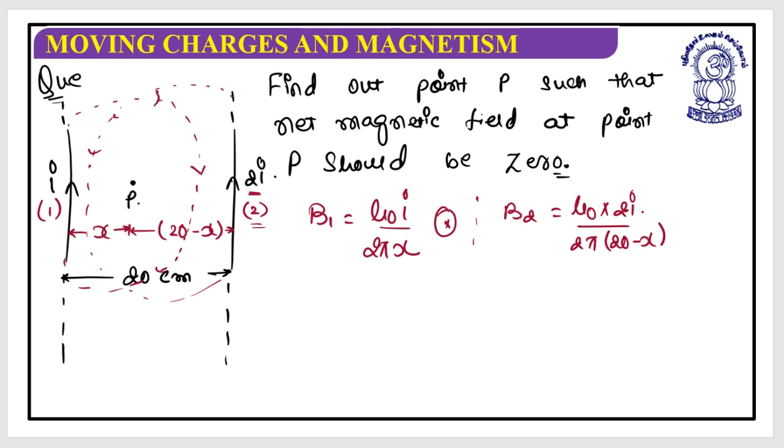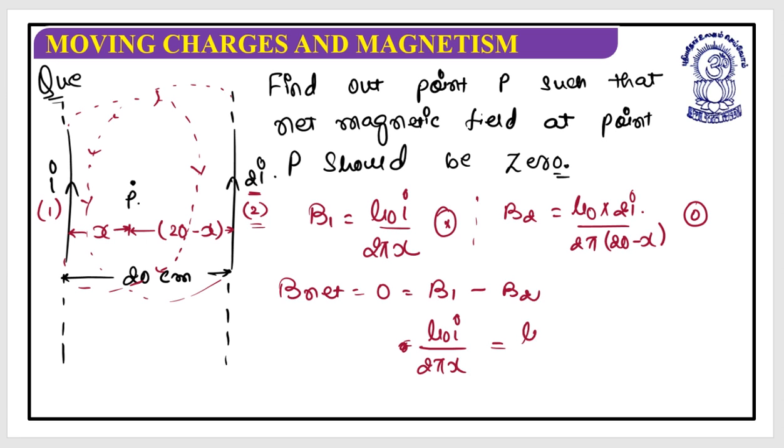This is inside the plane because it is moving in anti-clockwise direction. So here B net should be equal to 0. That should be B1 minus B2. This is B net. So that should be equal to mu naught I divided by 2 pi x, which should be equal to mu naught multiplied by 2I divided by 2 pi into bracket 20 minus x.